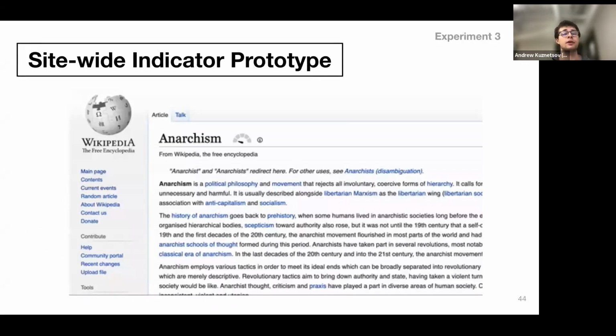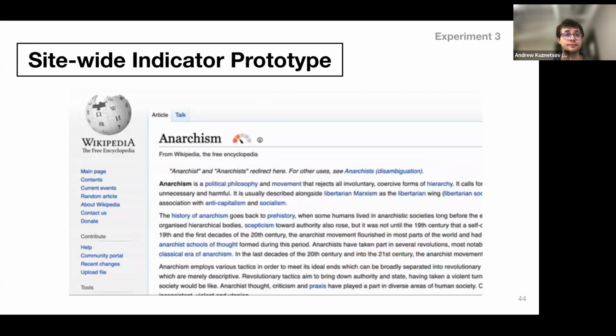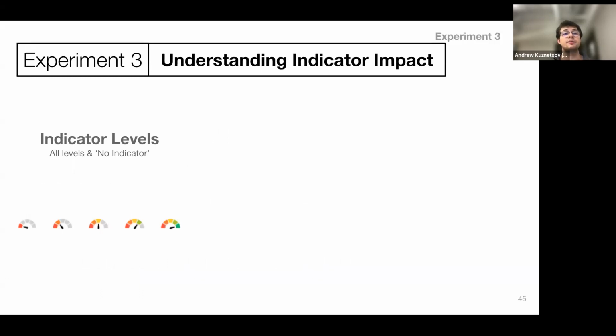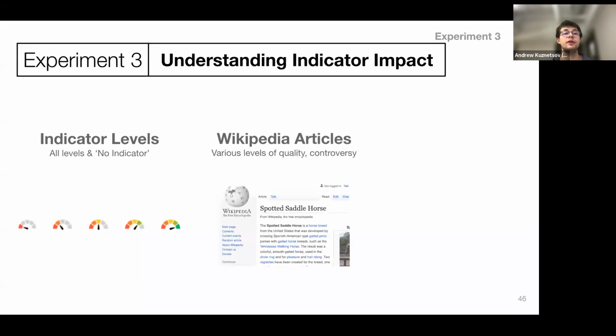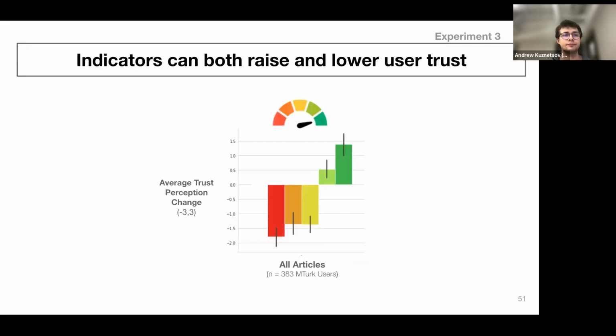First, together with our product design collaborators at the Wikimedia Foundation, we created this indicator using existing guidelines on trustworthiness as well as some learnings from our prior experiments. It is shown above, with details in the paper. Next, we tested the effect of different values it could show across different articles. Like the previous experiment, experiment 3 consisted of several parts. First, we created 6 different conditions, one for each value and one without the indicator at all. Then, we gathered a new set of articles at different levels of quality and controversy. Lastly, we used MTurk participants and a prompt for change in user trust from prior literature.